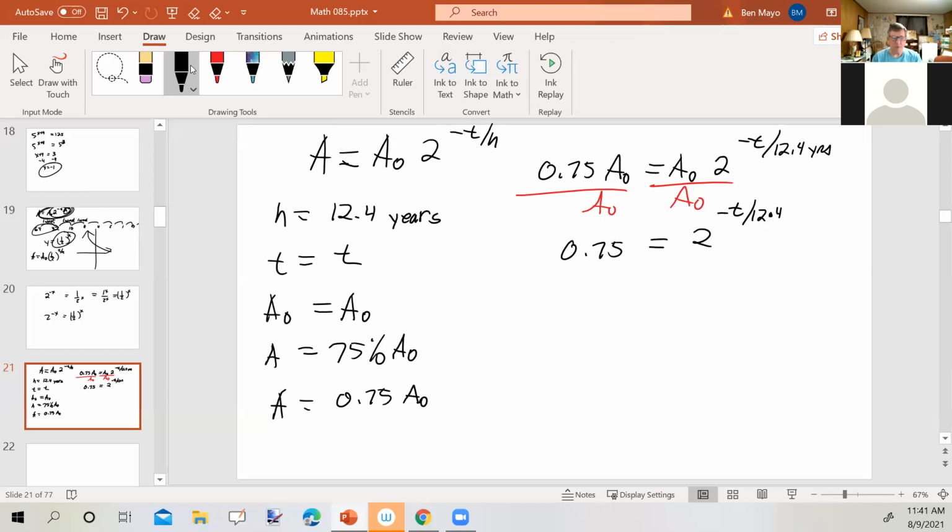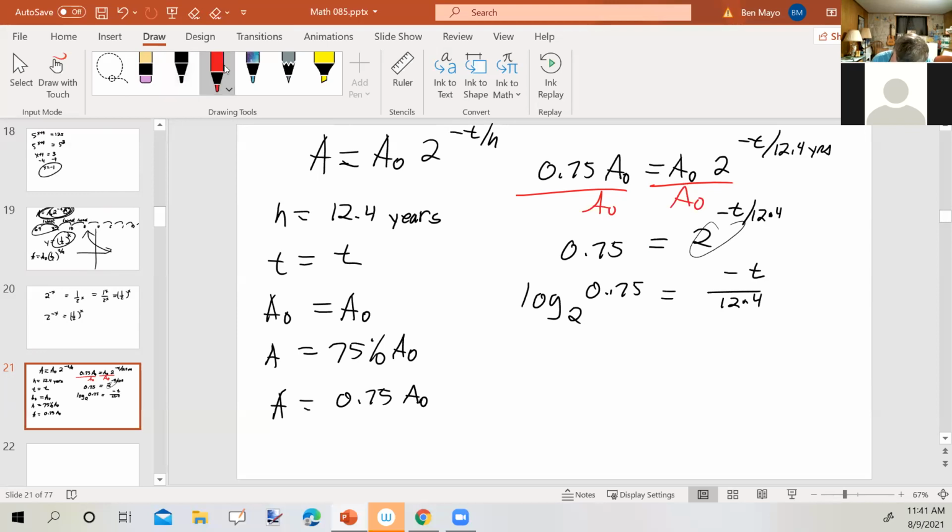Okay. So now I have an exponential equation with nothing in front of the base over here. Okay. So I'm going to change this into a logarithmic equation. It's going to become log base 2 of 0.75 equals negative t over 12.4. All right. I'm trying to solve for t.